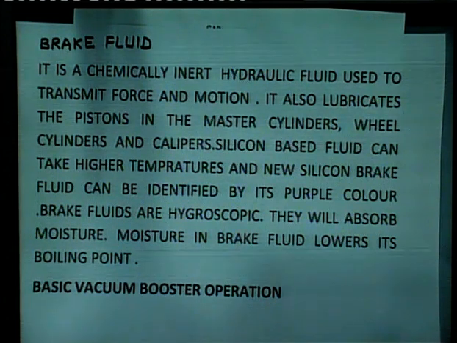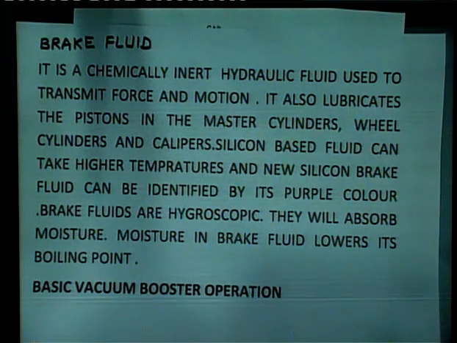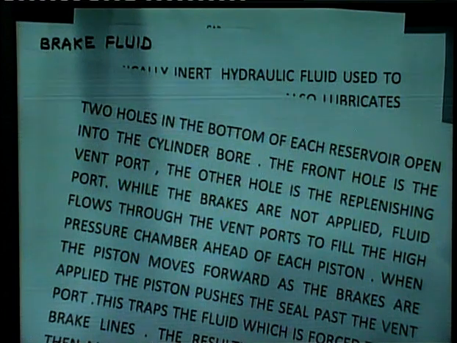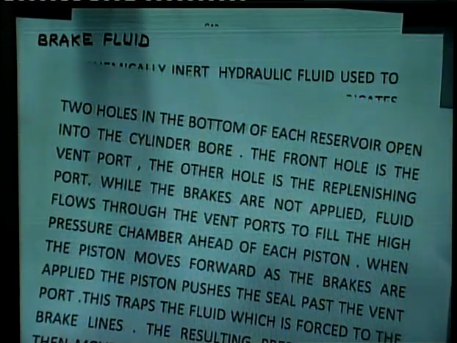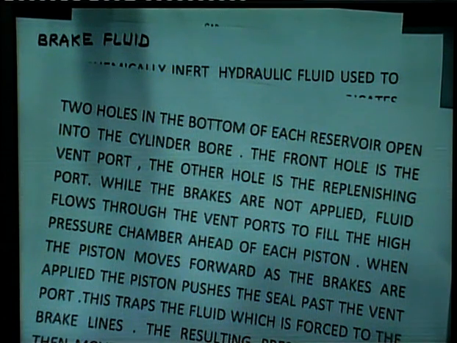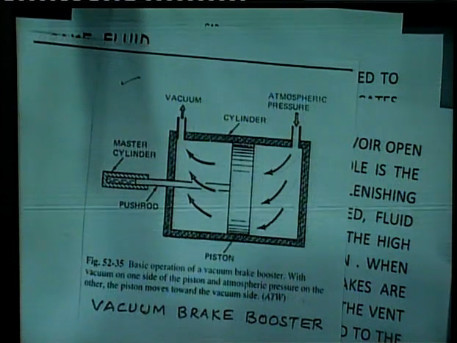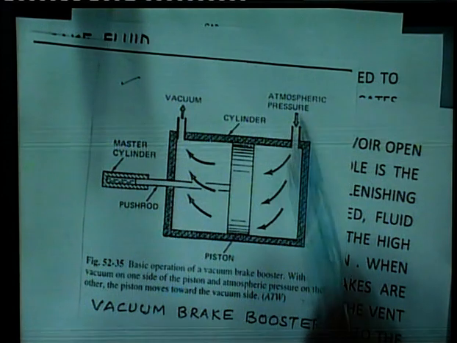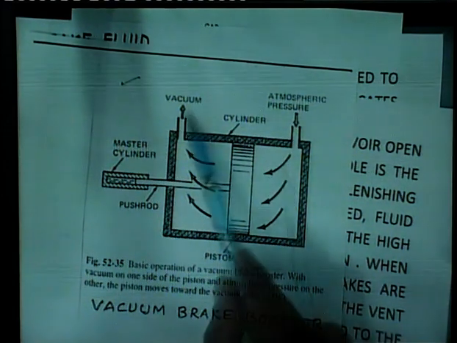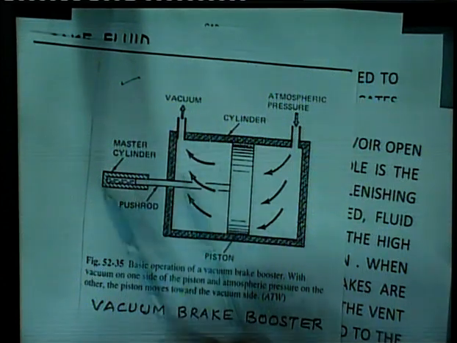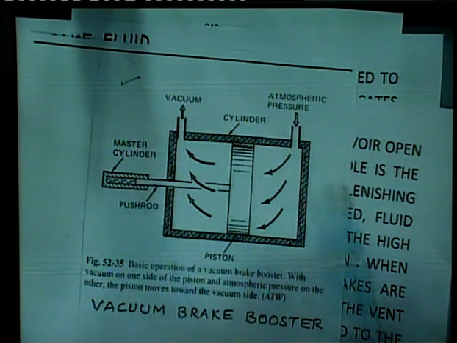There is a basic vacuum booster operation. Two holes in the bottom of each reservoir open into the cylinder bore. See here, it is the basic operation of the vacuum brake booster. So, here it is atmospheric pressure, here it is a vacuum which is attached to the inlet manifold of the engine, and in front of this there is a master cylinder, and this is a firewall.